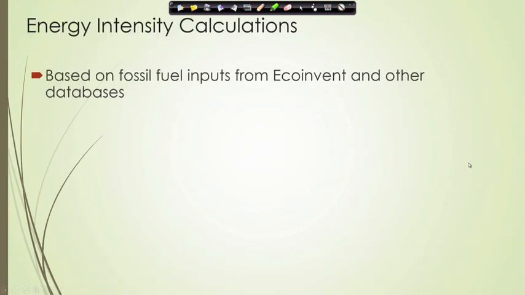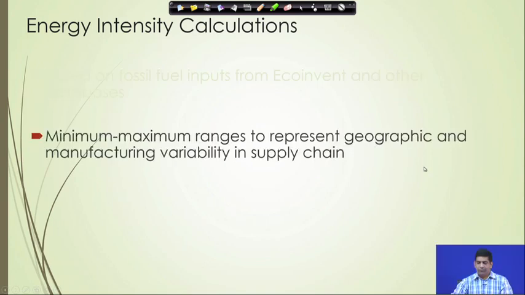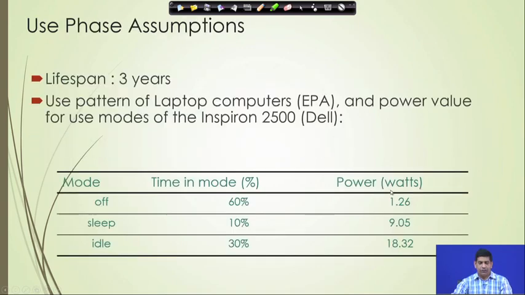So we can do an energy intensity calculation based on the fossil fuel input from EcoInvent and other databases. We talked about the EcoInvent database. If it's fossil fuel or non-renewable energy, we can use a minimum-maximum range to capture geographic and manufacturing variability, because geographically some places may have more coal, and some other places may have more hydro. So you can look at the minimum and maximum range in terms of the energy. Also, the manufacturing variability will be there in the supply chain, depending on where things got manufactured and what kind of energy they used.